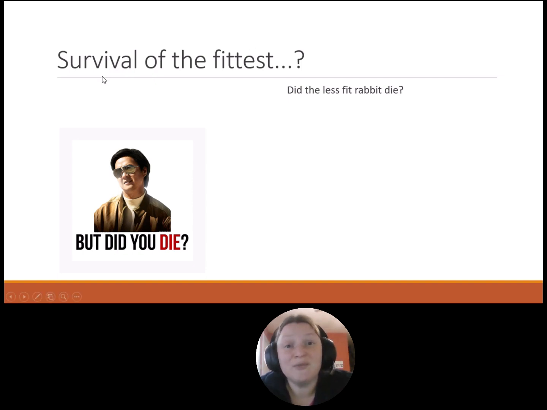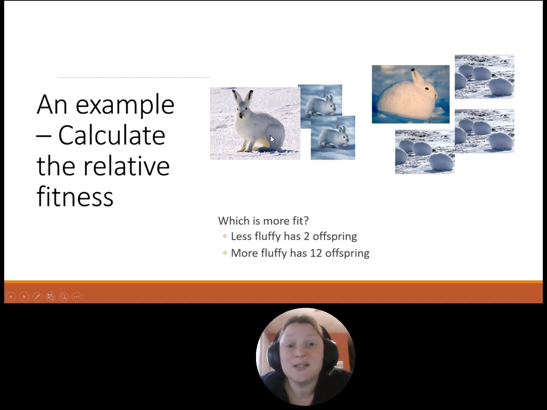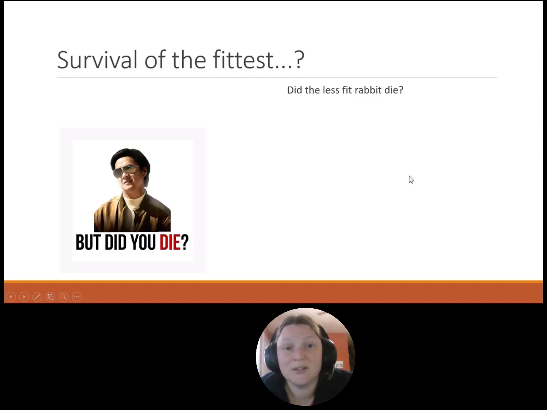When we talk about survival, we're not necessarily talking about an individual dying. Sometimes survival has to do with your traits. Is your allele being passed on to the next generation? So the traits are surviving based on reproductive success. And so, did you die? We can look back. Those not so fluffy bunnies still survived. They even reproduced. They were just not as fit as the fluffy bunnies. They couldn't make as many babies. So survival of the fittest has to do with the traits surviving, and natural selection is all about reproductive success.